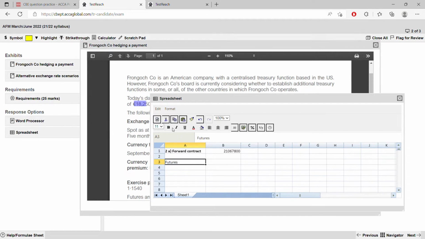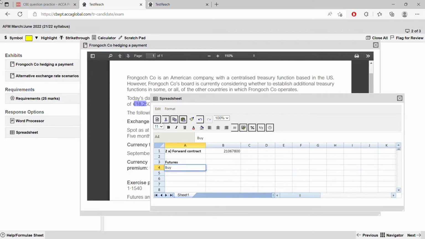This also I'm going to make it bold. When you come to the future, you have to write what future you are buying. You are buying or selling future. You are buying because you want euro. Even the future contract is in euro currency. So you have to buy. Here you don't have the euro symbol.